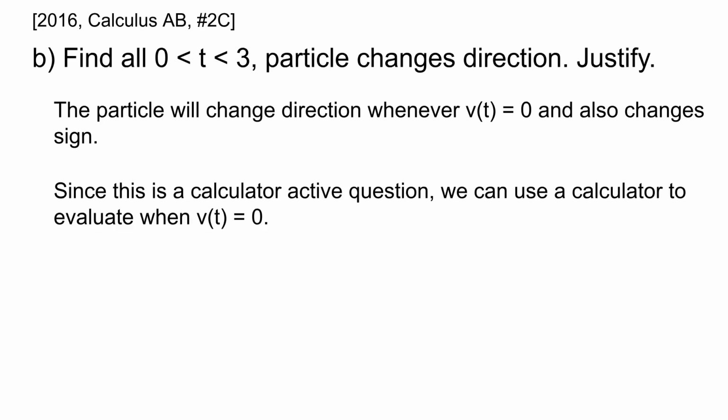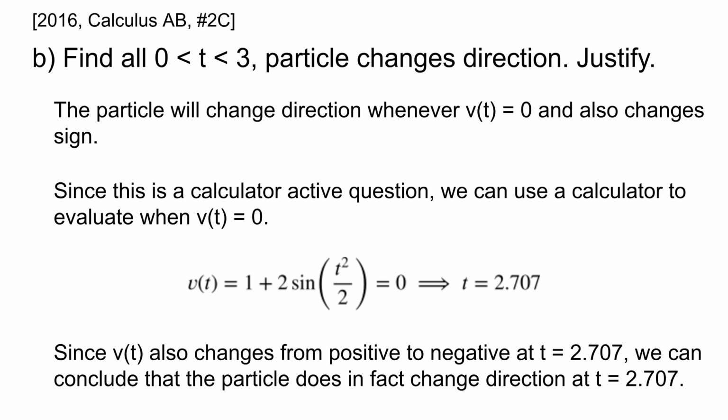Since this is a calculator active question, we can use a calculator to evaluate when v of t will equal 0. v of t, which is 1 plus 2 sine t squared over 2, equals 0 when t is equal to 2.707. Since v of t also changes from positive to negative at t equals 2.707, we can conclude that the particle does in fact change direction at t equals 2.707.